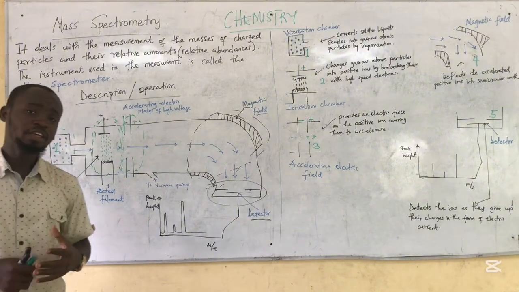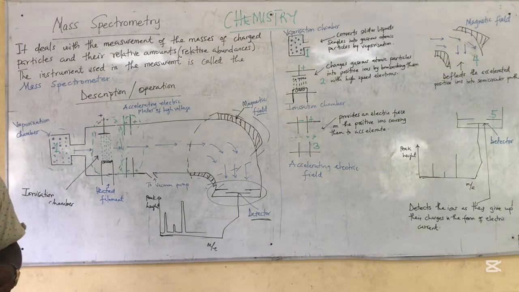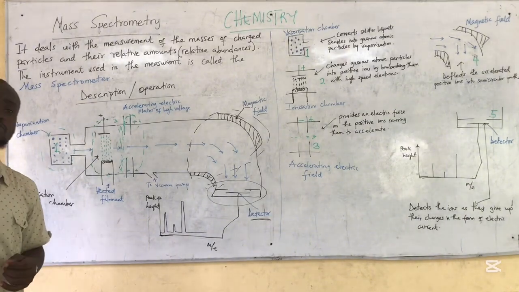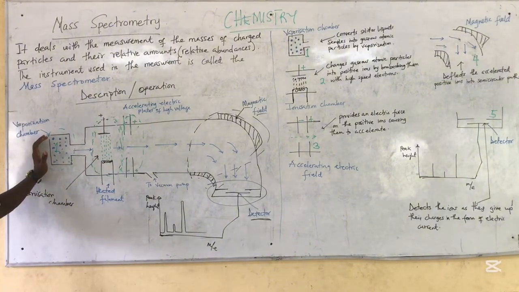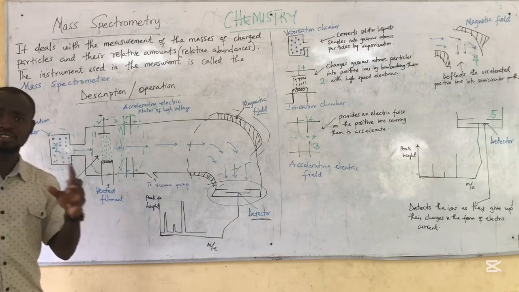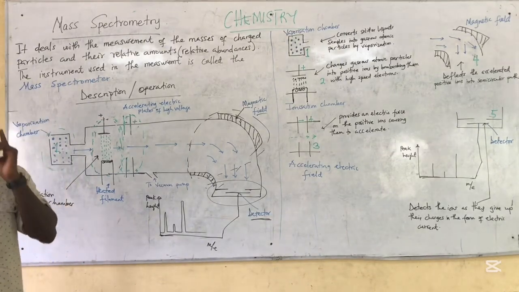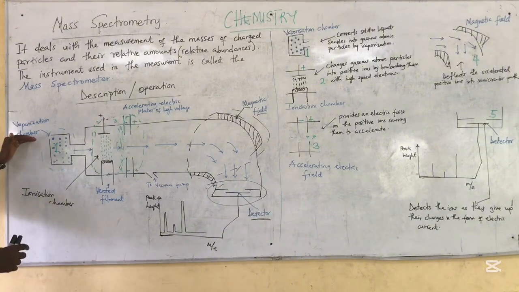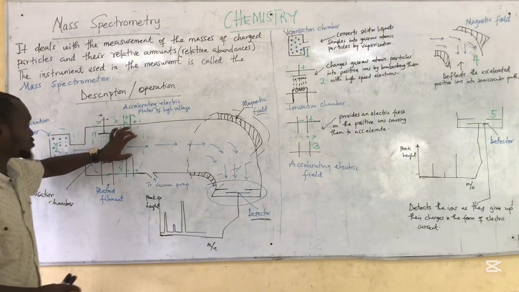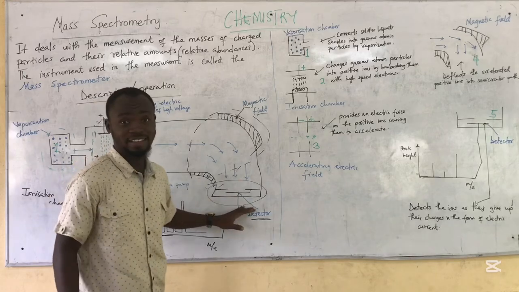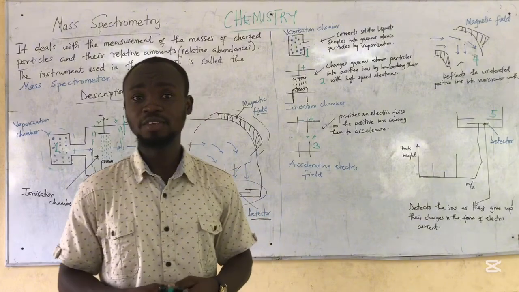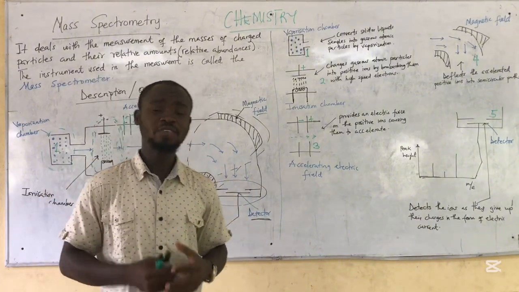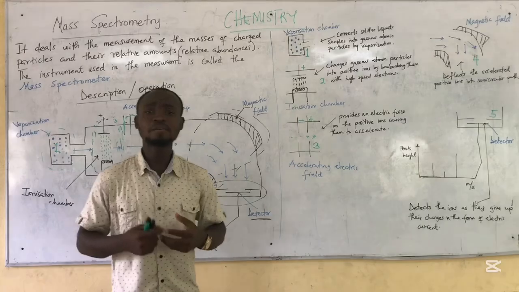So mass spectrometry deals with the measurement of charged particles regarding their masses and their relative abundance in nature, and the instrument we use is the mass spectrometer. This is a diagram of the mass spectrometer. For examination purposes, we need to know the essential features: the vaporization chamber, the ionization chamber, the electric field, the magnetic field, and the detector. These are the 5 essential features of the mass spectrometer. Now the next question is, how does the mass spectrometer operate?